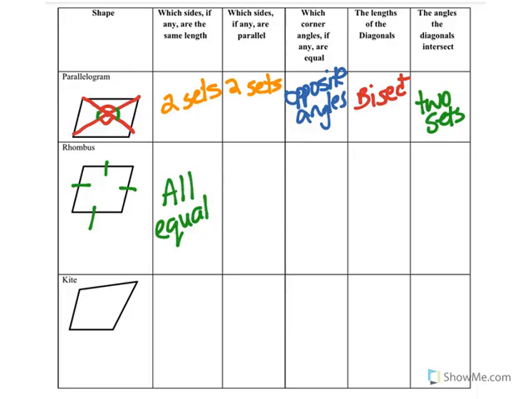For parallel lines, we're going to have 2 sets of parallel lines. So this side's going to be parallel, and this side is going to be parallel. For our angles, we're going to have the same thing as a parallelogram. We have 2 sets of opposite angles, so this side and this side, and this side and this side.